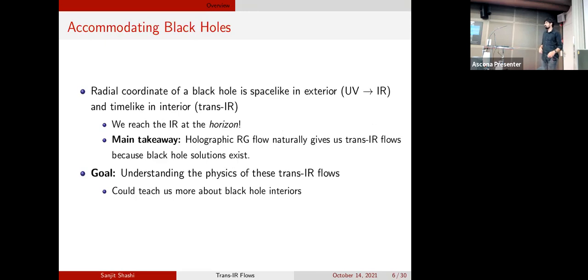Now, one can ask about black holes because if you think about the radial coordinate of a black hole, it's space-like in the exterior, but it becomes time-like in the interior. So we essentially reach the IR when we're at the horizon, meaning that the UV to IR part of a flow will only see the exterior. So the interior is a trans-IR flow through the perspective of holographic RG flow. And so holographic RG flow gives us such flows because of just the existence of black holes. So our goal today is going to be to understand the physics of such trans-IR flows, with the hope that that could teach us more about black hole interiors.